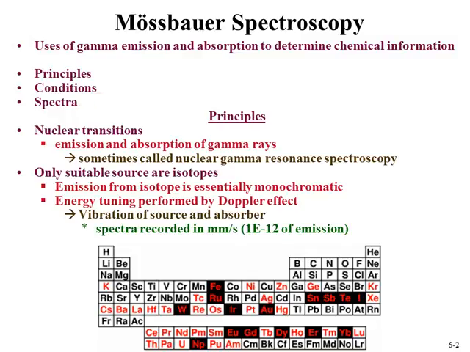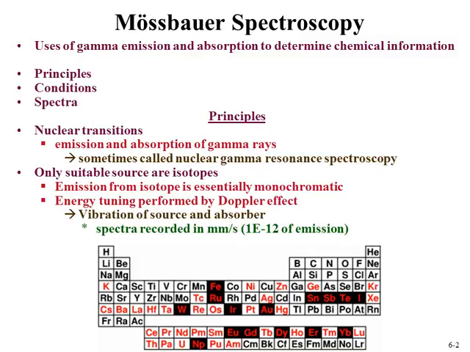The basic principles of Mössbauer spectroscopy involve nuclear transitions. We have emission and absorption of photons. So it can be analogous to UV spectroscopy, where solutions can absorb photons that give us information about the chemistry of those solutions. Because of this emission and absorption of gamma rays, this is sometimes called nuclear gamma resonance spectroscopy.